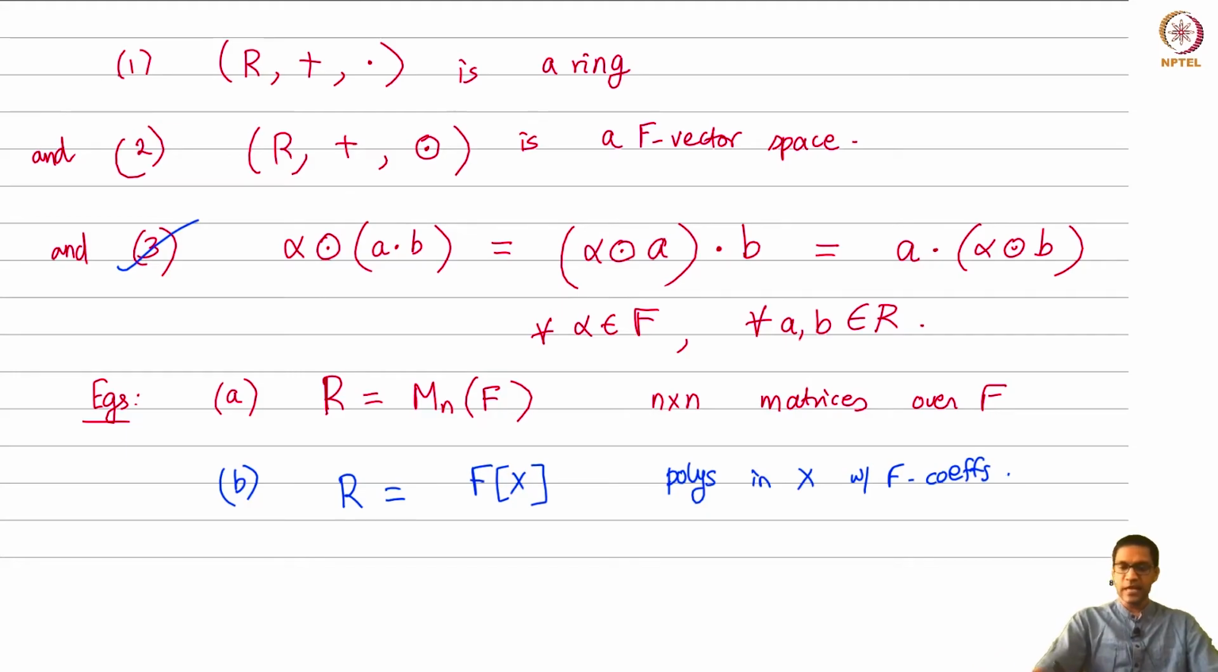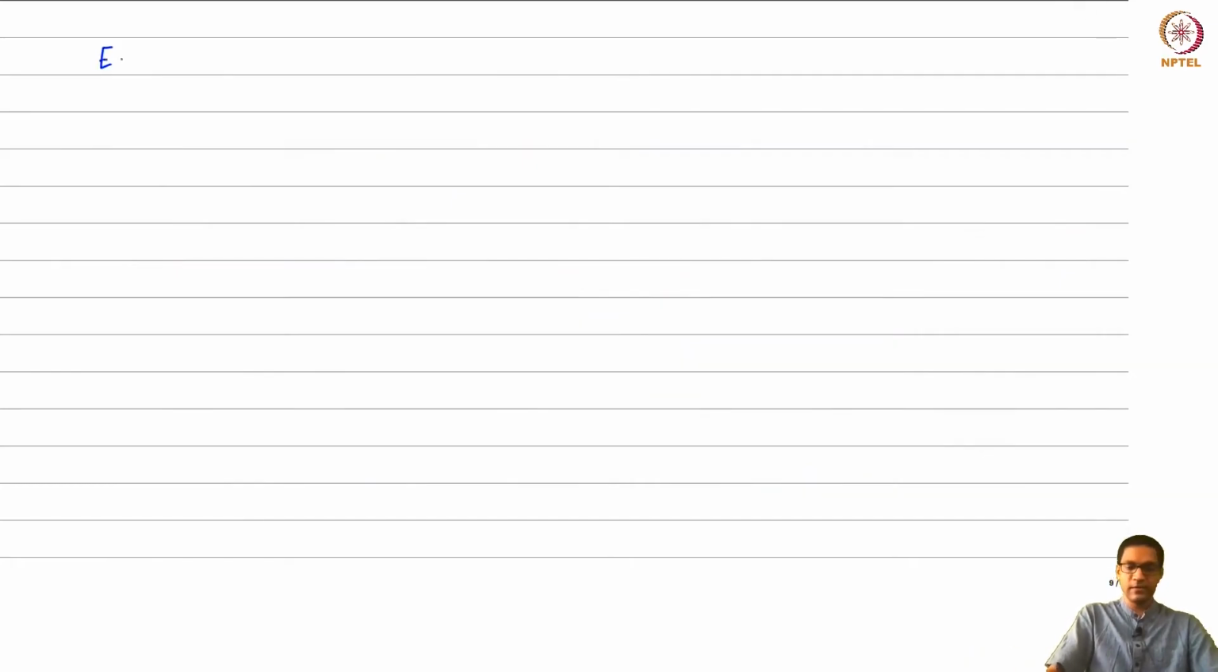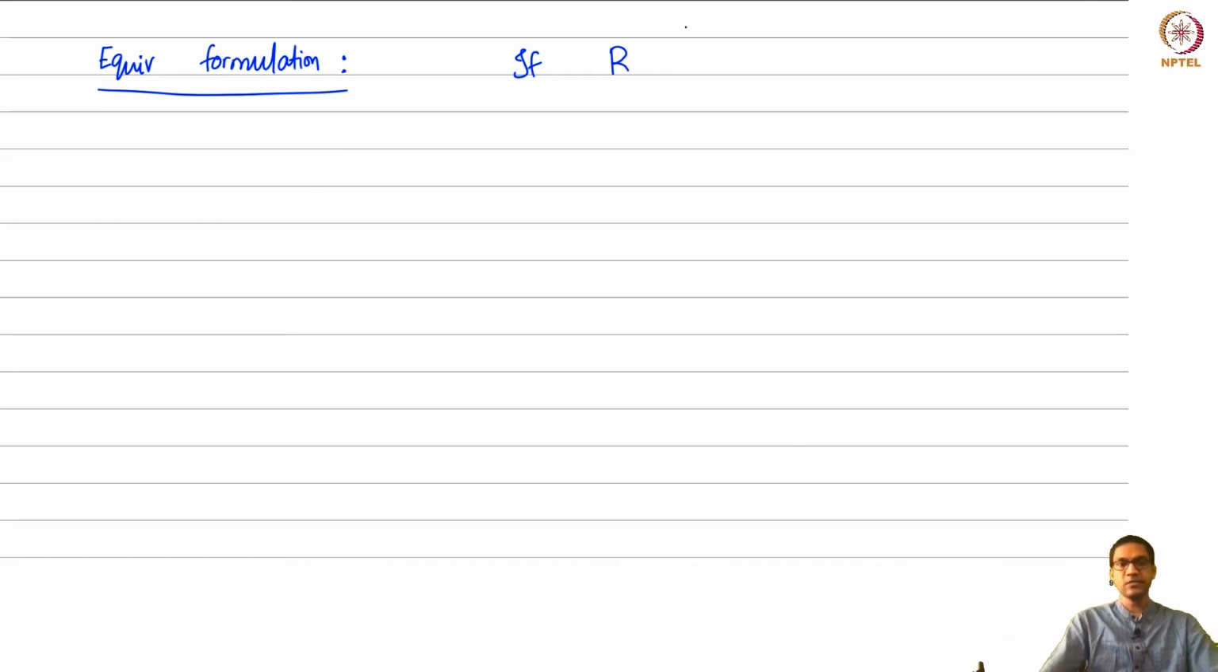These three axioms of an F-algebra, 1, 2 and 3, can also be written in a slightly different form. This is an equivalent formulation, if you wish. Before I tell you what the formulation is, let's make some observations. If R is an F-algebra, what does it mean? Well, I know how to scalar multiply elements of R by elements from F.